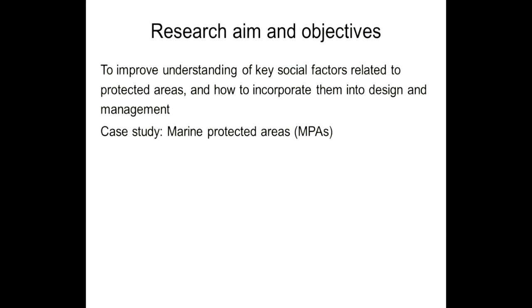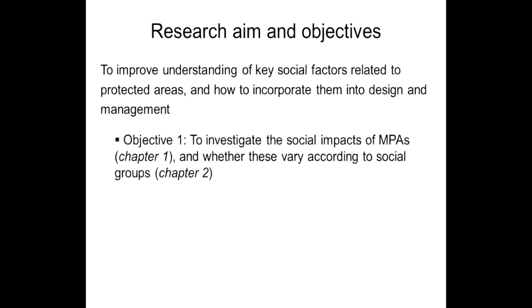So the aim of my thesis was to improve understanding of key social factors related to protected areas, including the four I just highlighted, and how to incorporate them into the design and management. So I used marine protected areas as a case study and explored this through three objectives. And the first was to investigate the social impacts of MPAs and whether these vary according to social groups. So these two data chapters shed light on the diversity of costs and benefits that protected areas can have to people, and the heterogeneous social structure of communities or stakeholder groups. And in the interest of time, I won't be talking about chapter 2.